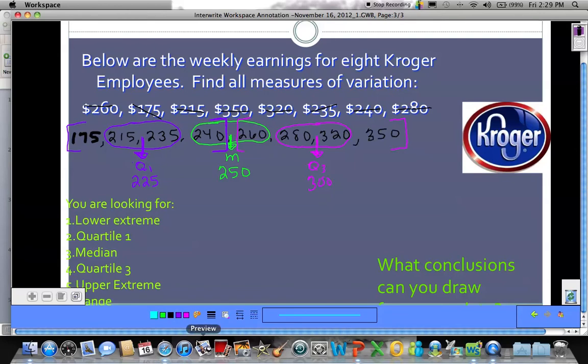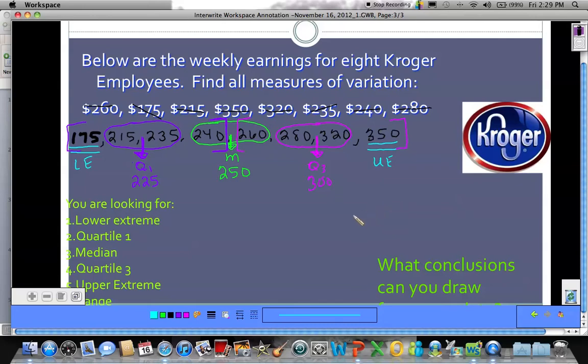Now, in the 5-number summary, we also have to have the lower and upper extremes. The lower extreme is just going to be the smallest number. The upper extreme is going to be the largest number. So this is my lower extreme. This is my upper extreme.